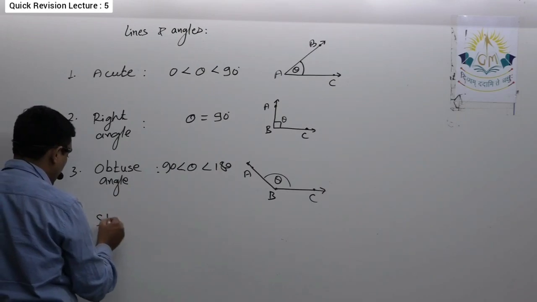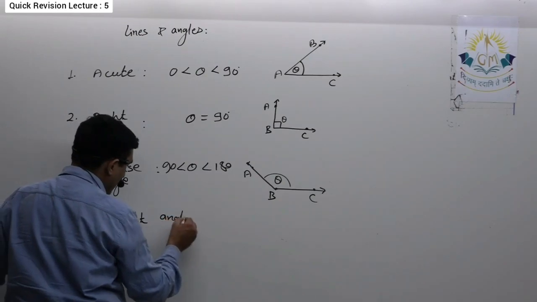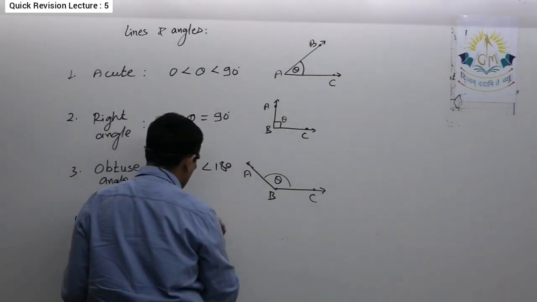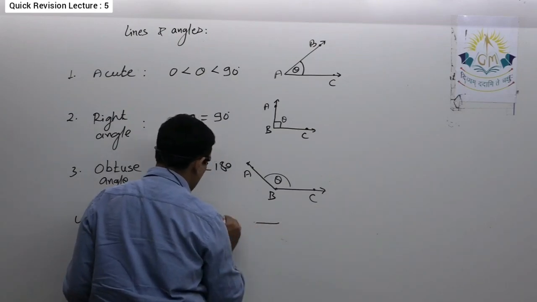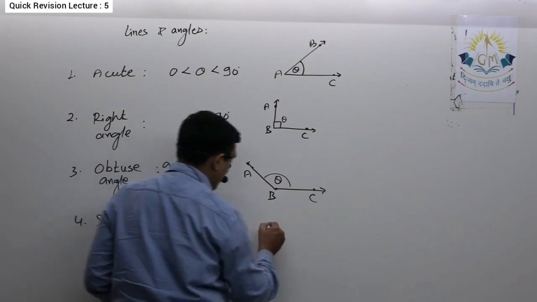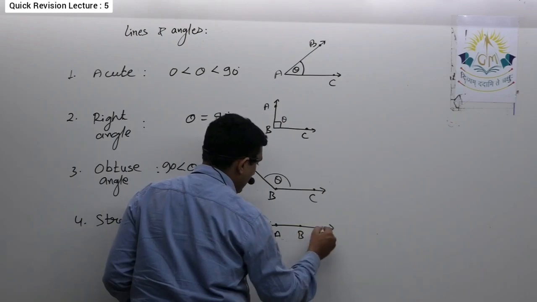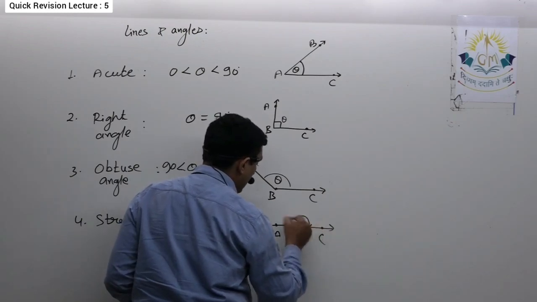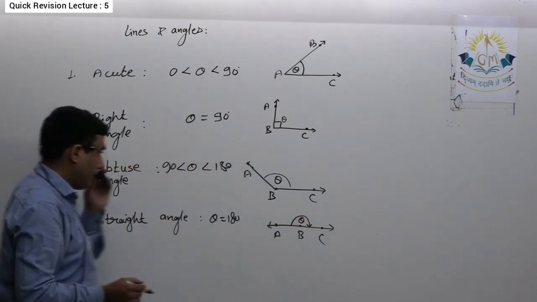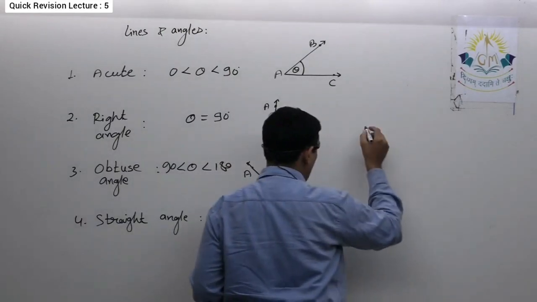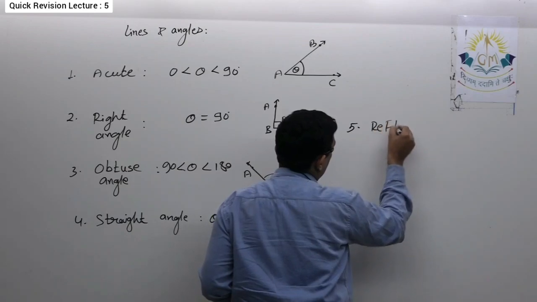Then next is the straight angle, that is an angle whose measure is exactly equal to 180 degrees. Not greater than, exactly equal to, theta is equal to 180 degrees. In this way I can represent straight angle ABC. This is the straight angle ABC, theta is equal to 180 degrees. Now after the straight angle, we'll come to the reflex angle. Fifth one is the reflex angle.